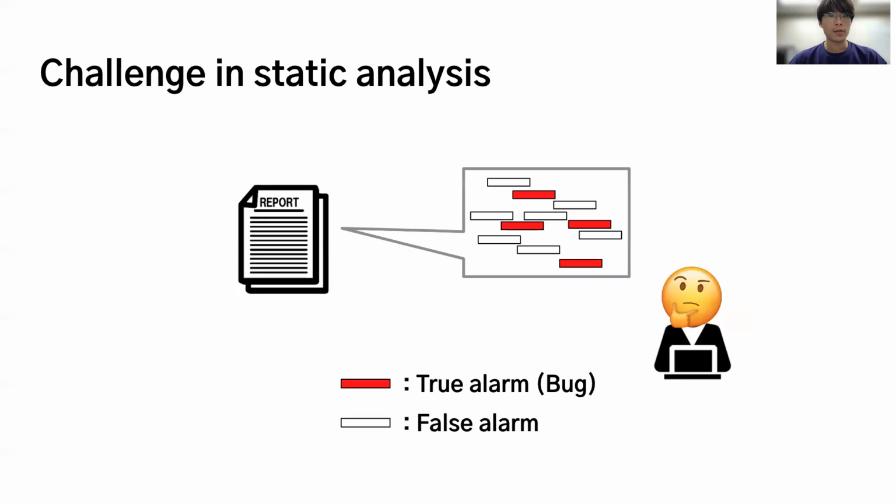In static analysis, one of the big challenges is false alarm. The alarm report typically contains both false and true alarms with no order of significance. A developer has to go over the alarms one by one without any guidance. This eventually harms the usability of static analysis in real-world deployment.